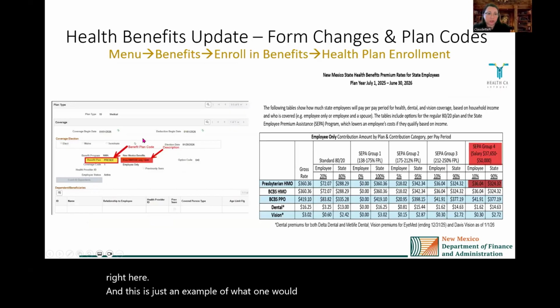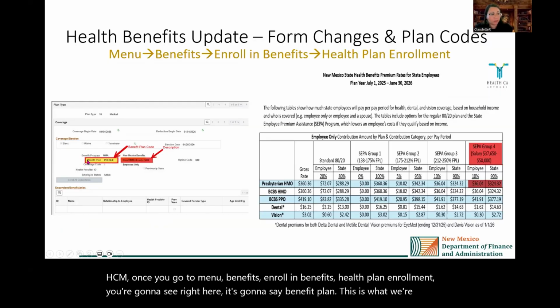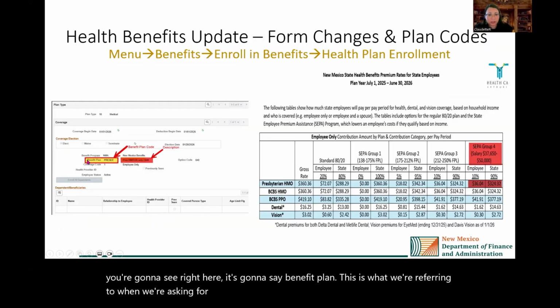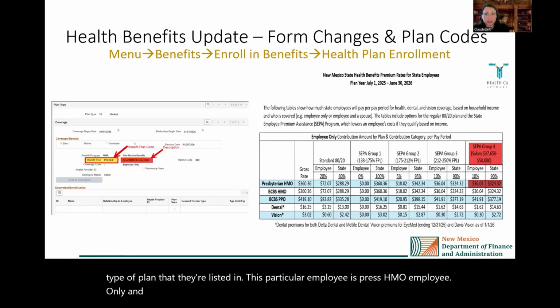So I'm going to show you in HCM, once you go to Menu, Benefits, Enroll in Benefits, Health Plan Enrollment, you're going to see right here, it's going to say Benefit Plan. This is what we're referring to when we're asking for the benefit plan code. This is just the description of what type of plan that they're listed in. This particular employee is Press HMO, employee only, and they make under $50,000.